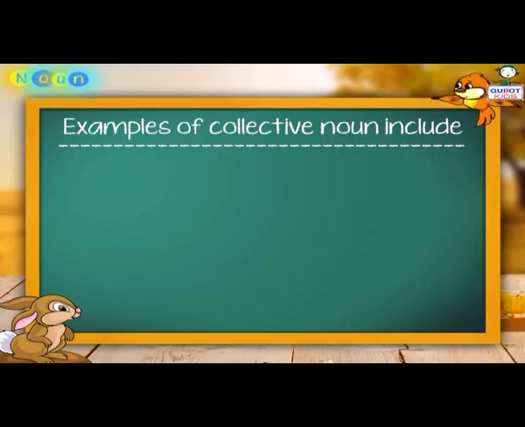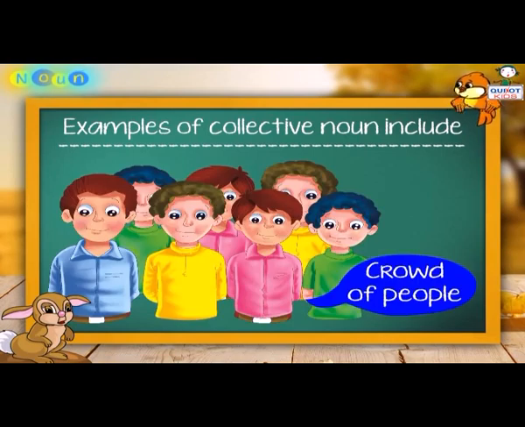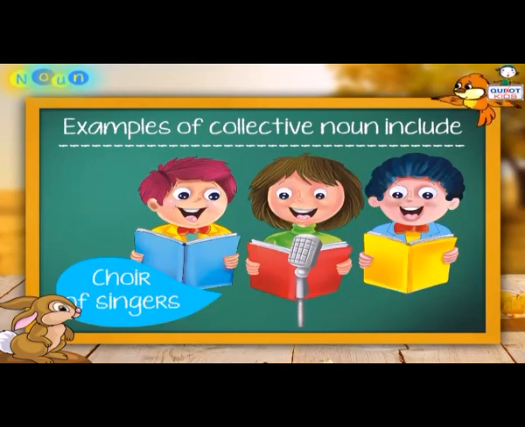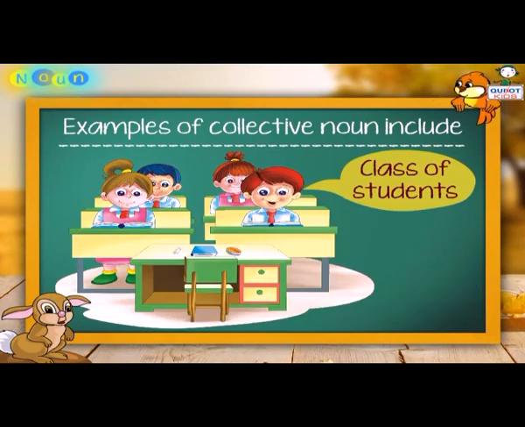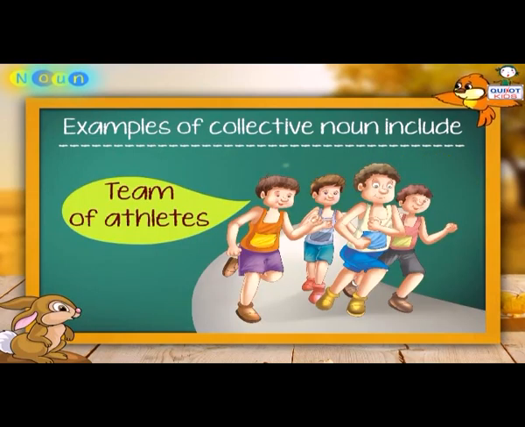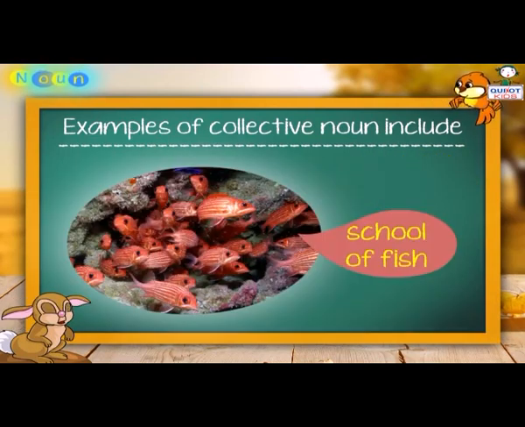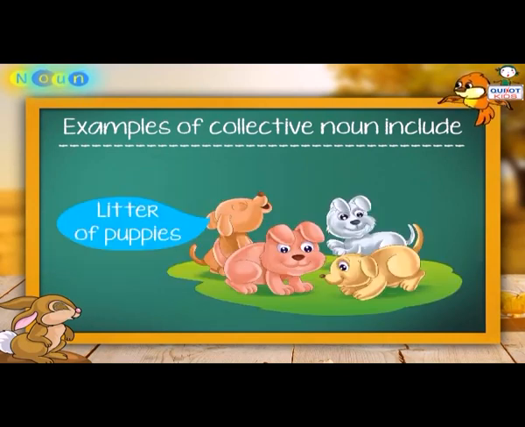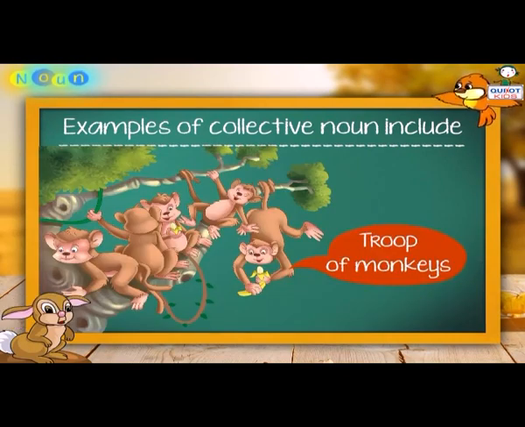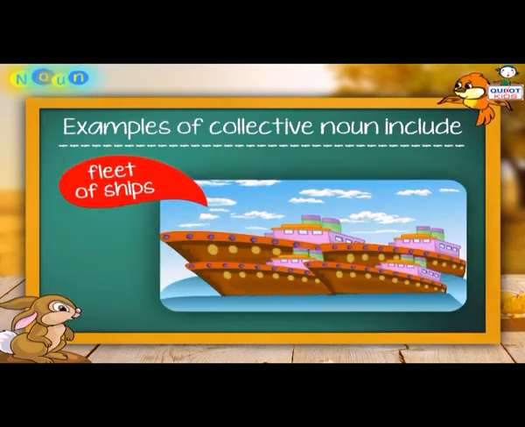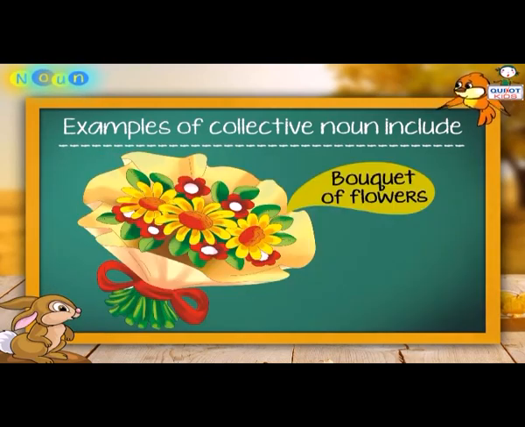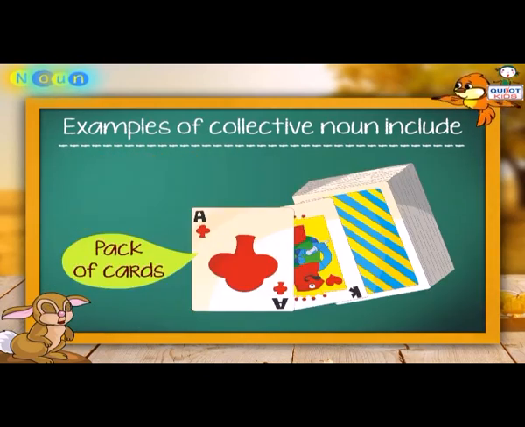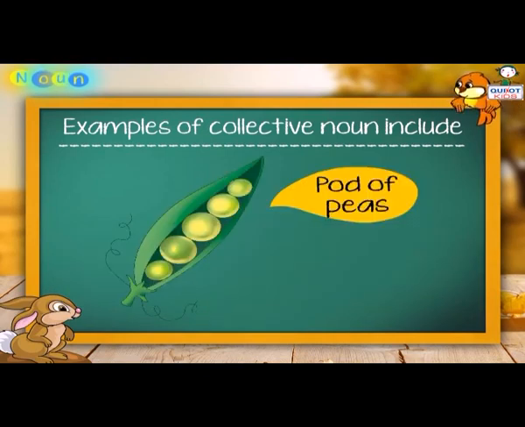Examples of collective noun include crowd of people, choir of singers, class of students, team of athletes, school of fish, flock of sheep, litter of puppies, troop of monkeys, fleet of ships, bouquet of flowers, pack of cards, pod of peas, and the likes.